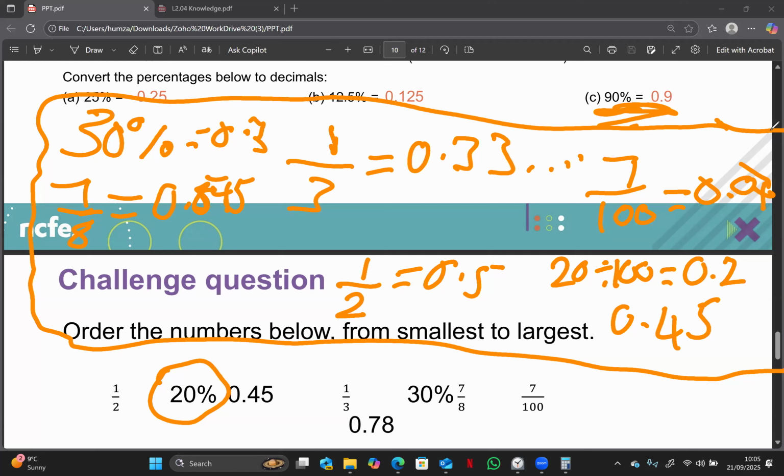So this one is 0.3, the first one. The second one is 0.875. The third one is 0.333. The fourth one is 0.07. The fifth one is 0.5. The sixth one is 0.2, and the last ones are 0.45 and 0.78 as well. What's the smallest? The smallest one is 0.333? No, look, 0.07. That's smaller than everything, isn't it? 0.07, not 0.7.